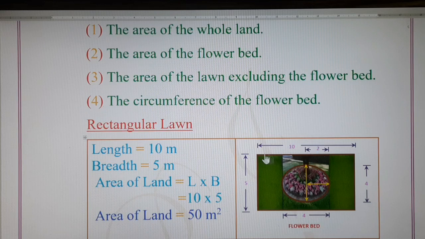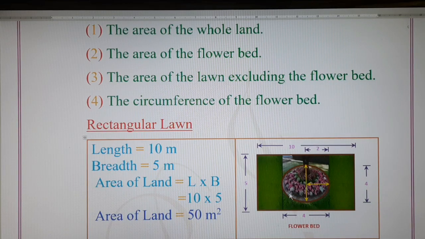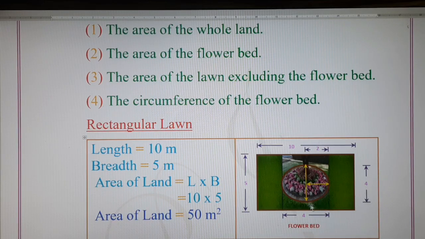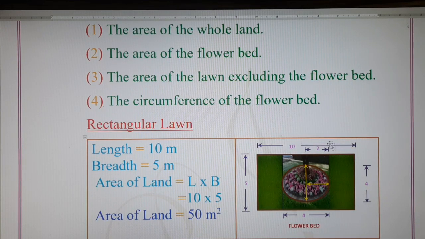That means we have to multiply the length into breadth. So we should know the length of this land, that is a lawn which is built around the flower bed, and the flower bed is in the center of the land. There is a lawn. Lawn means grass is growing around the flower bed, and this rectangular lawn has a flower bed right in the middle.